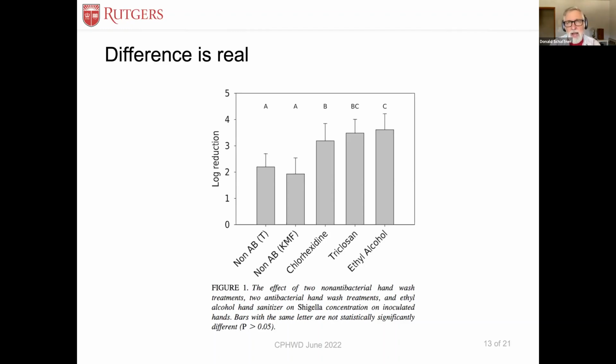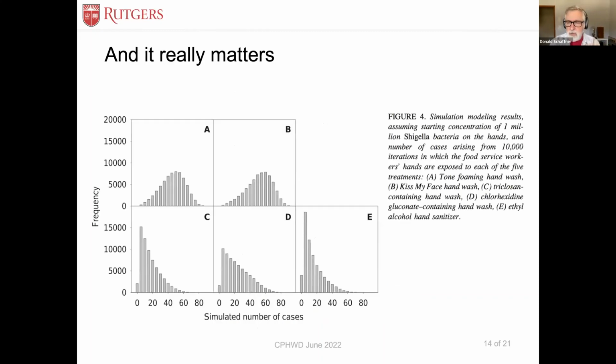So what happens if we assume that this is the effectiveness of our hand wash, and we do a computer simulation where we assume that the worker, prior to washing their hands, has 1 million Shigella bacteria on their hands? They do one of these 5 treatments to remove or kill the bacteria, and then they handle melon balls with their bare hands, and then the melon balls get eaten by a consumer. Again, this is not taking place in the real world. This is all inside a computer simulation, but it's based on data from the real world.